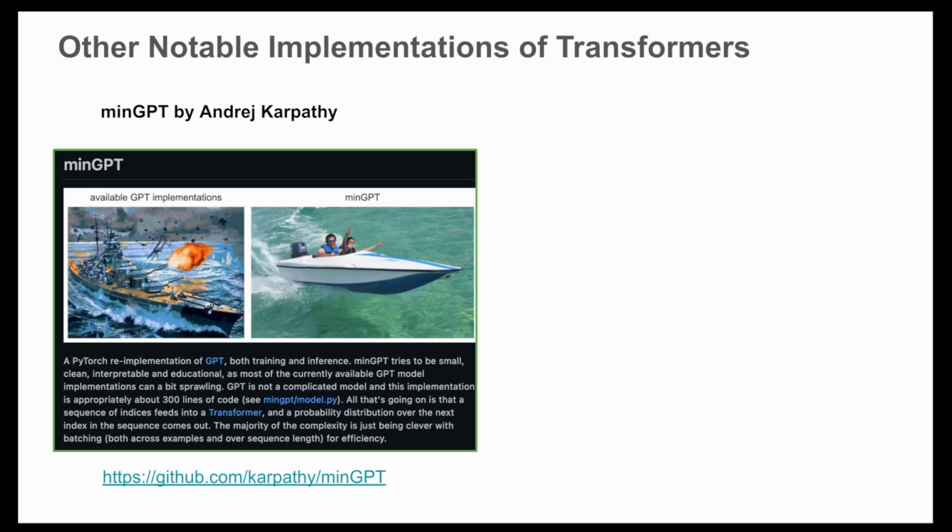Another notable implementation of transformer is minGPT by Andrej Karpathy. Most implementations of transformers, in particular GPT, are very complex. But Karpathy tried to implement GPT in about 300 lines of code. You can check it out on his GitHub account. It's one of the famous implementations of GPT.